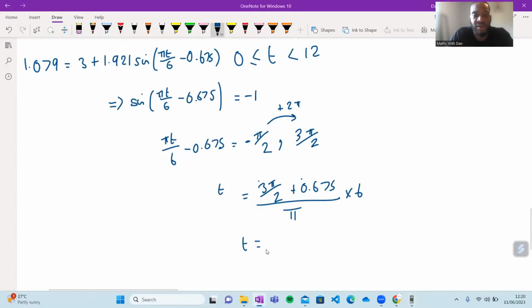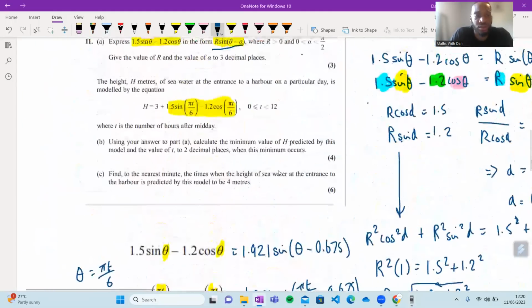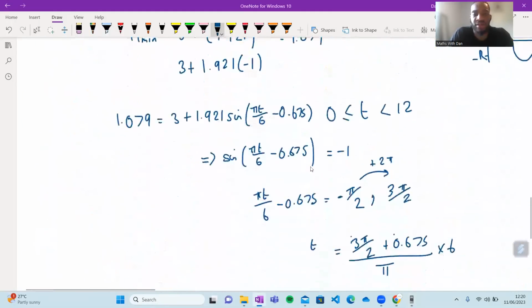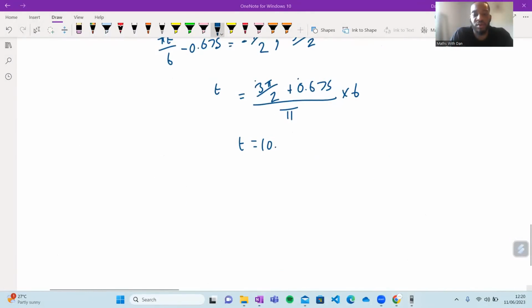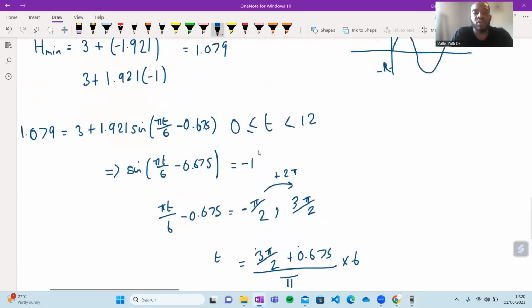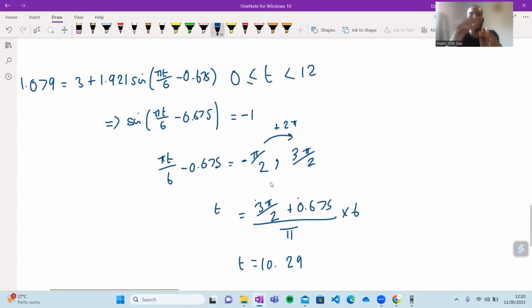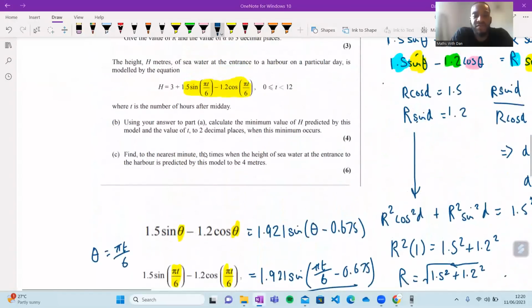T is equal to 10.2. What did they want it to? 2 decimal places, right? So T equals 10.29. And to be honest, it's between 0 and 12 for sure. For sure, the next one is going to be way over 12, isn't it? So we know that this is definitely correct. Does that make sense? So you're just always gauging what it is and everything. Cool. This part B is 4 marks.